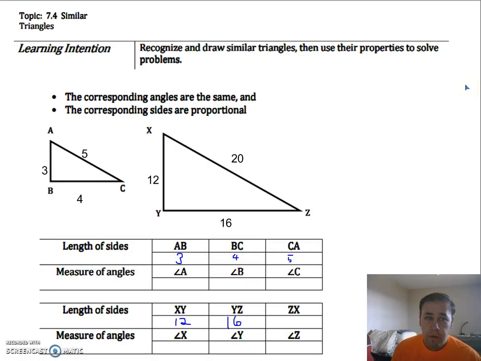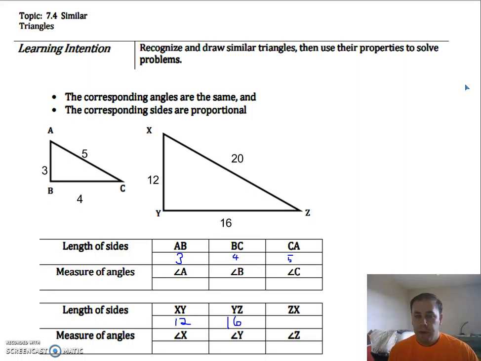Alright, grade 9, so welcome back to 6.4, similar triangles. Last episode, 7.3, we talked about similar polygons, similar shapes, and how the lengths of the shapes changed, and they were proportional because they all had a scale factor that we talked about in 7.1. However, the angles don't necessarily change if you have the same scale factor.